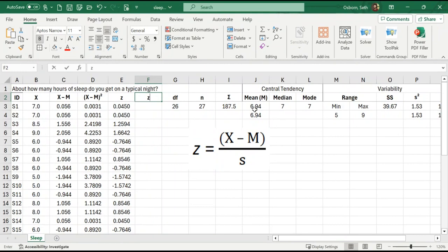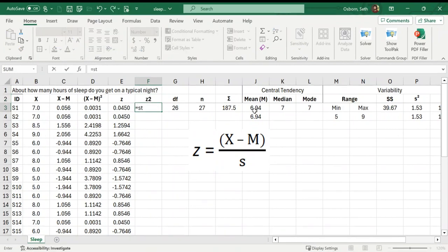Here's an alternative way that we could have calculated the z-score. You could say standardize. What it will want are 3 arguments. First, it wants your value of x. Then it wants your value of the mean. Then it wants your value of the standard deviation.